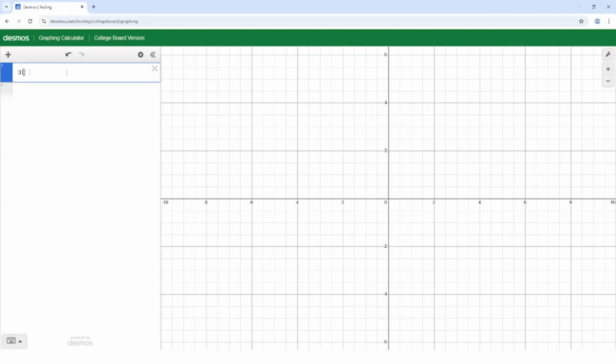On Desmos, you don't need to worry about positive sign, negative sign, parentheses. While typing the equation on Desmos, you just have to be alert. That's it. Just put the equation on Desmos, and you will get your answer.